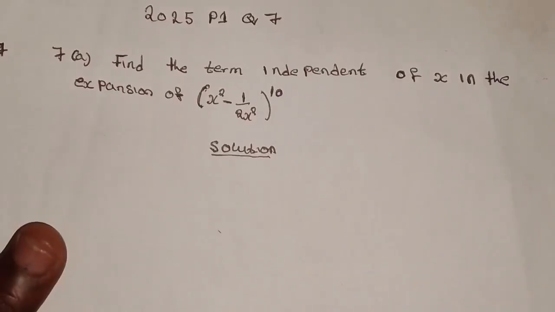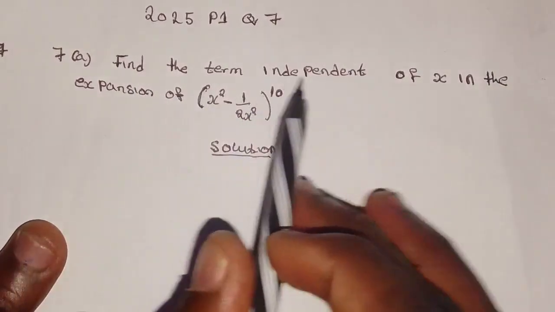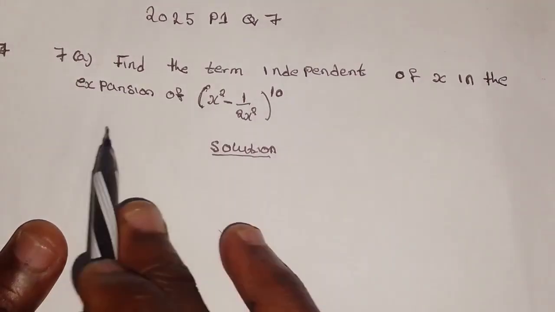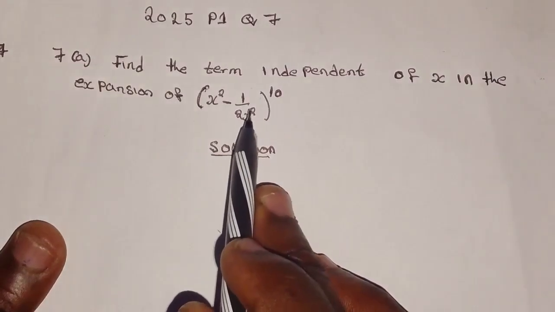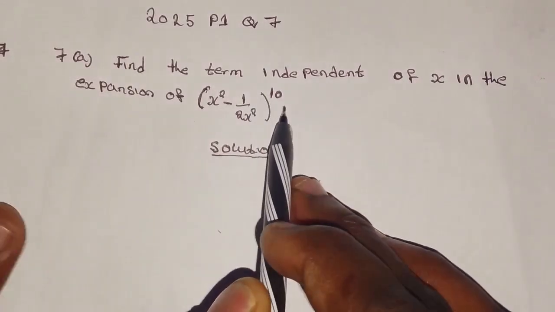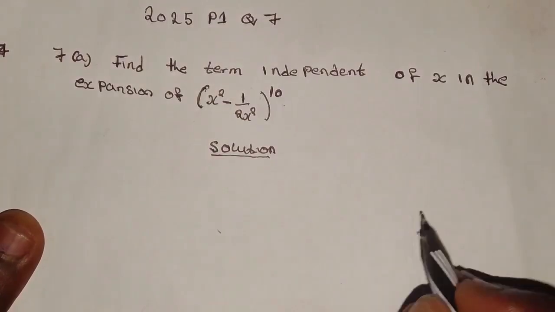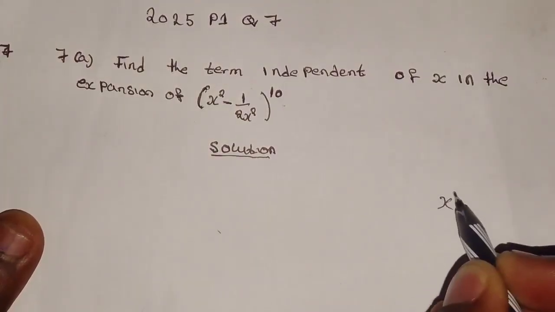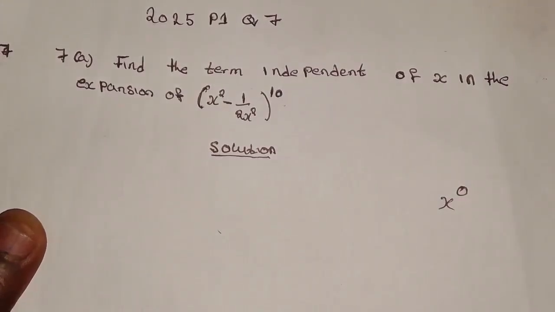Students, I'm here with the 2025 paper 1 question 7, and the question reads, find the term independent of x in the expansion of x squared minus 1 over 2x squared to the power 10. Okay, so I've been asked to find the term independent of x. By the term independent of x, they simply mean the term which is x to the power 0.